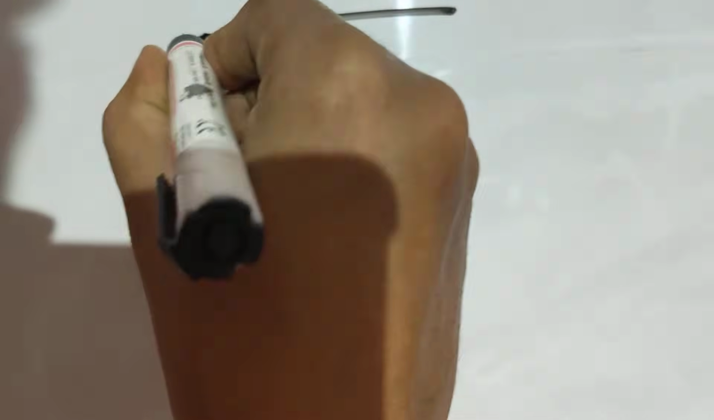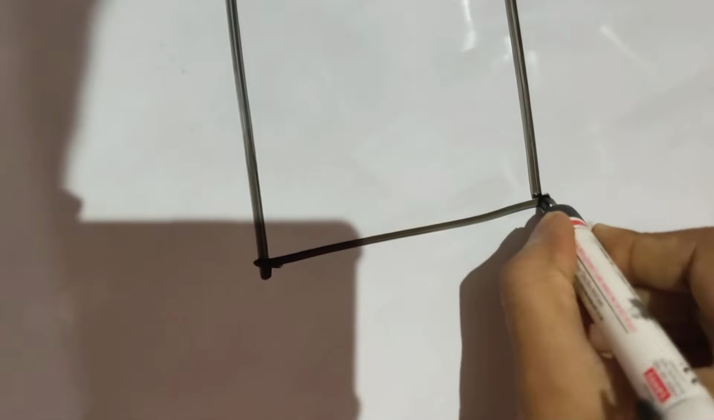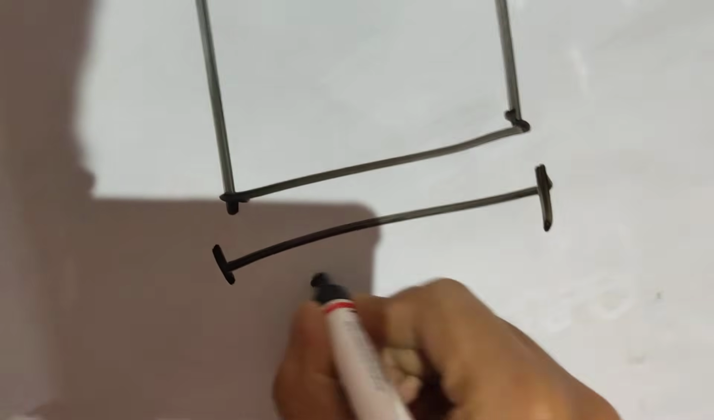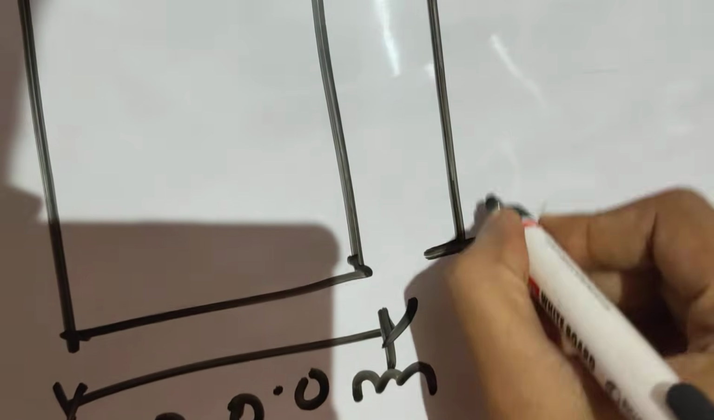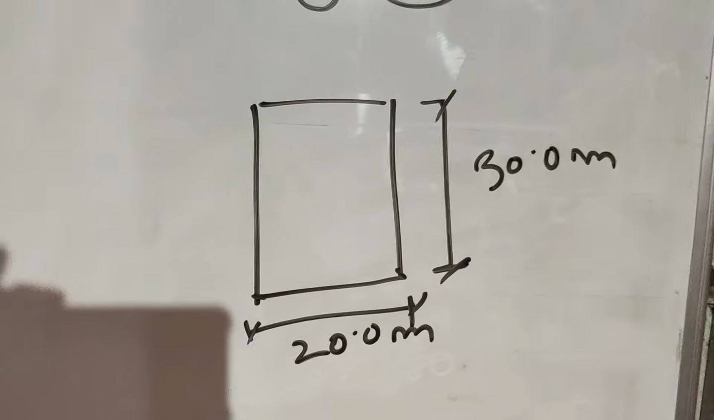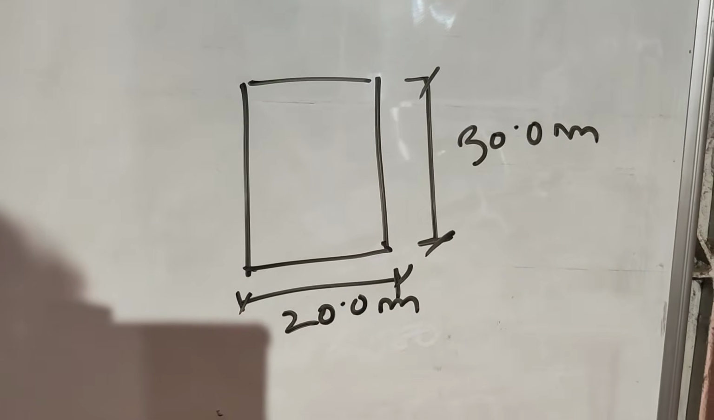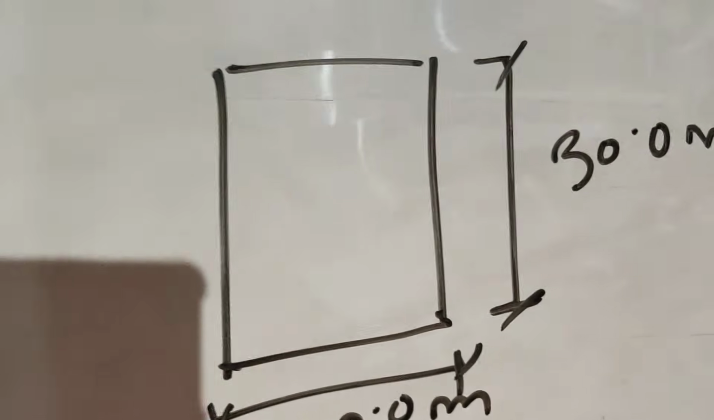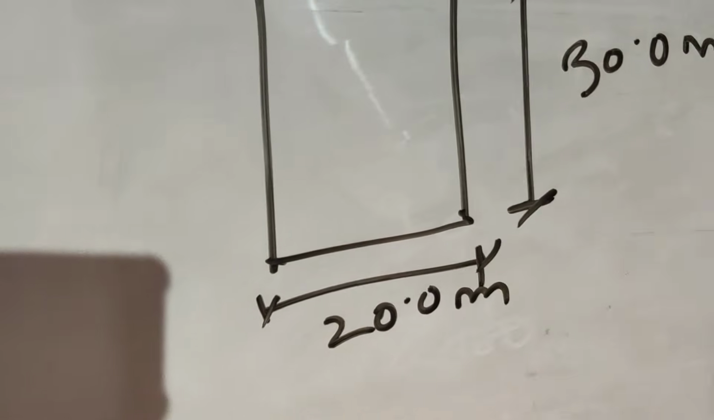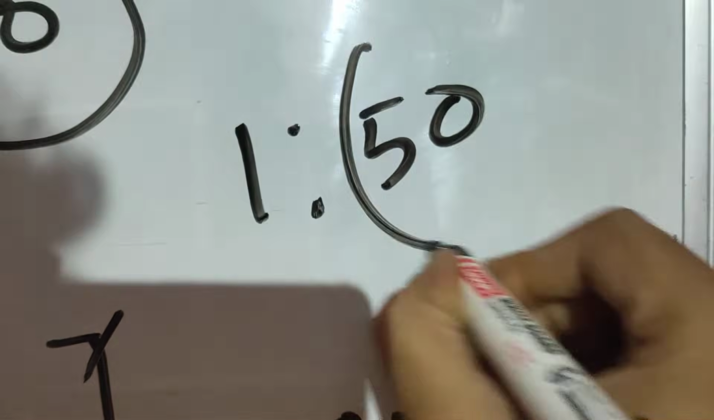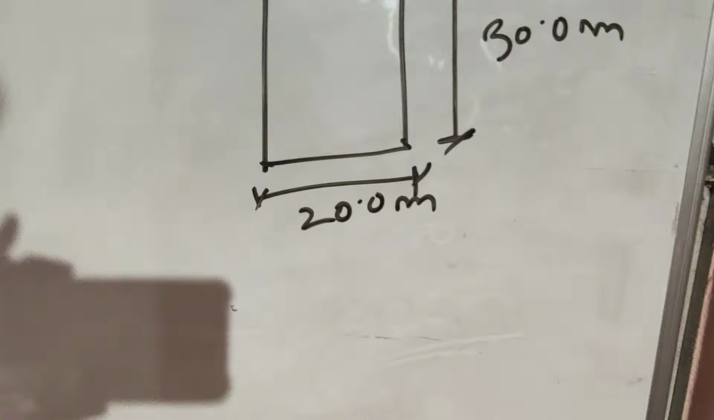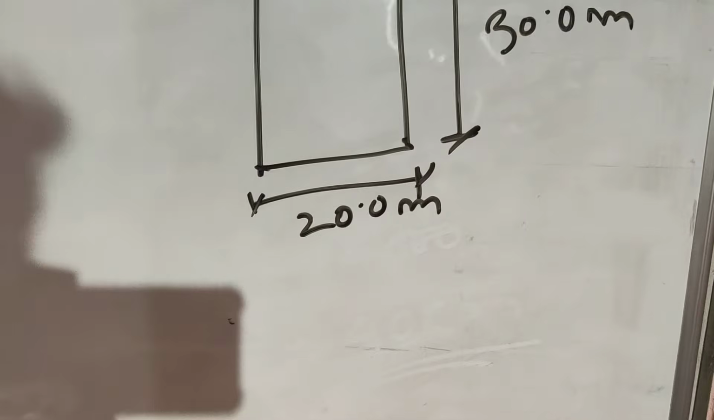Suppose there is an actual building of size, suppose 20 meter by 30 meter. This is the actual size of the building, and we need to represent this building on drawing paper. So for that we need to adopt a suitable scale. Suppose we are adopting a scale of 1:50. That means 50 units on the ground will be represented by 1 unit on the drawing paper. So what will be the length of the building on the drawing paper?